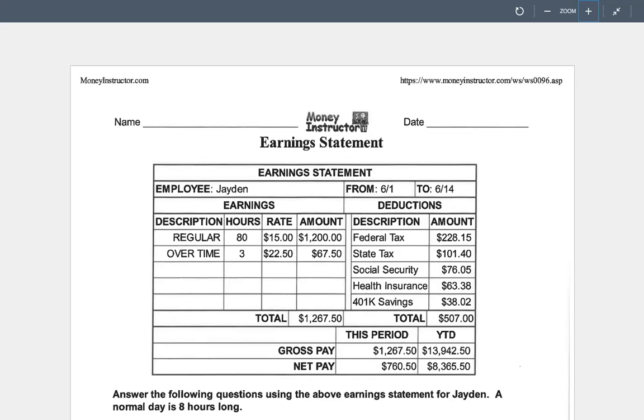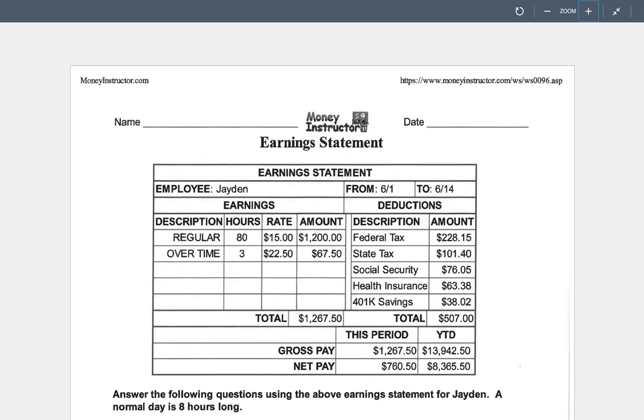$13,942.50 is how much he's made gross pay since the beginning of this year. And the net pay, the amount that he's actually taken home and has been put in his bank account, has been $8,365.50.